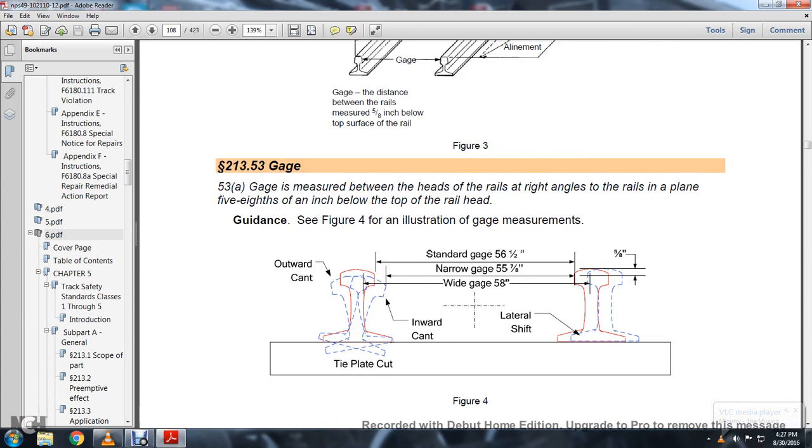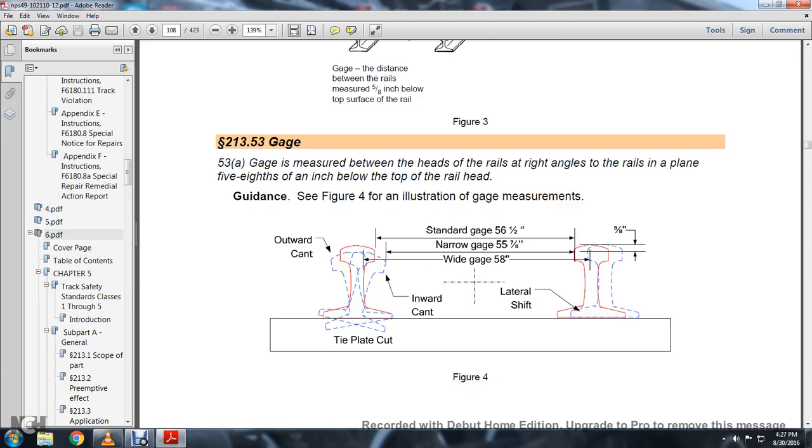213.53 Gauge. The gauge is measured between the heads of the rail, at a right angle to the rail, in the plane and 5/8 of an inch below the top of the rail head. This shows the tie plate cut and the outward cant and inward cant, lateral shift. Wide gauge is 58, narrow gauge is 55 7/8, and standard gauge is 56.5 with a 5/8 of an inch of the tread.